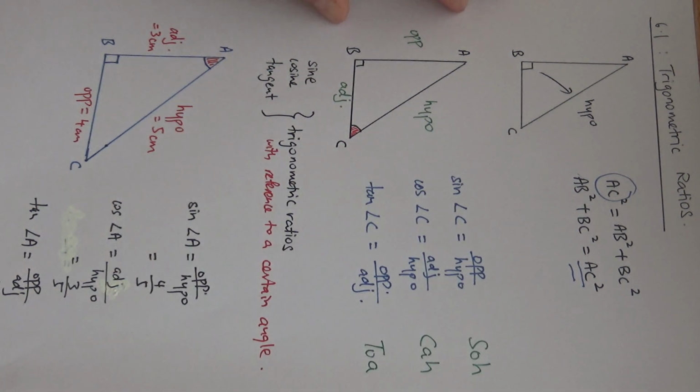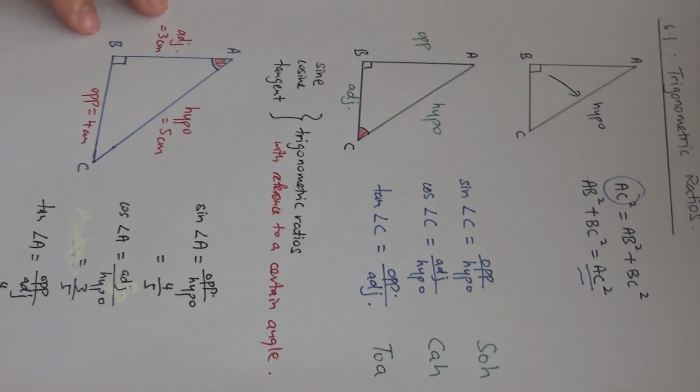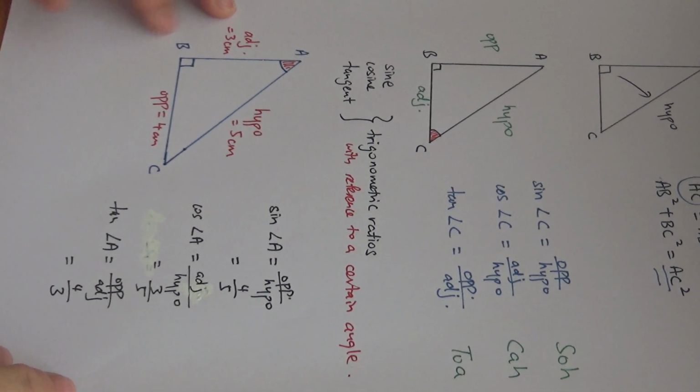Okay, now for a right angled triangle, we can always use Pythagoras theorem. And today we're going to introduce to you the trigonometric ratios, which are called the trig ratios. Now, what are trig ratios? I'm going to explain to you.